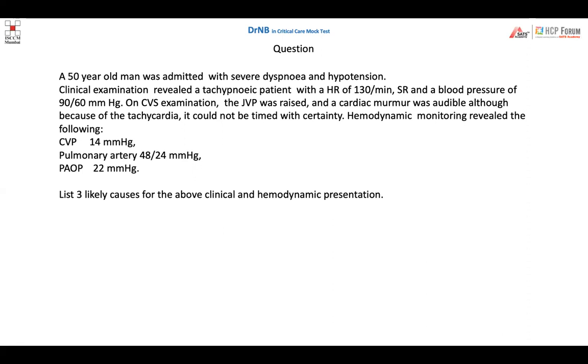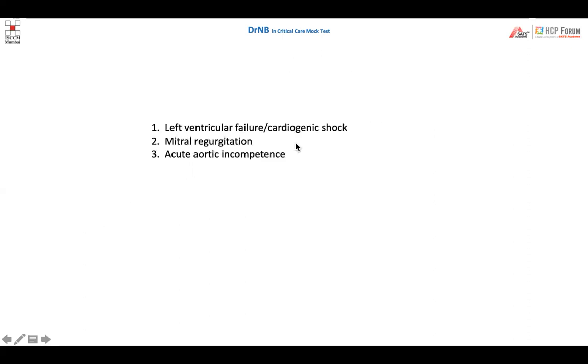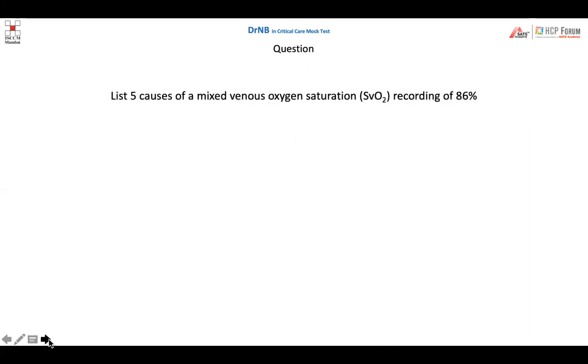Three likely causes for the above clinical presentation. Okay. So, in any case of left ventricular failure, cardiogenic shock, so it is a cardiogenic shock. The other causes will be mitral regurgitation or acute aortic incompetence, which may also cause this kind of a picture.